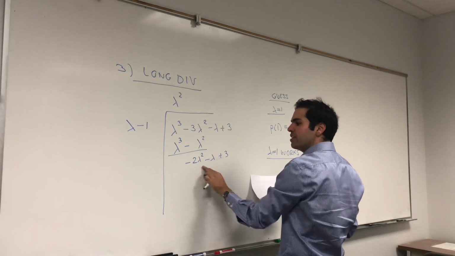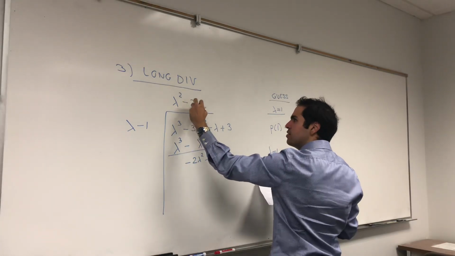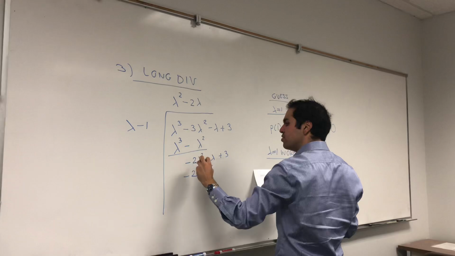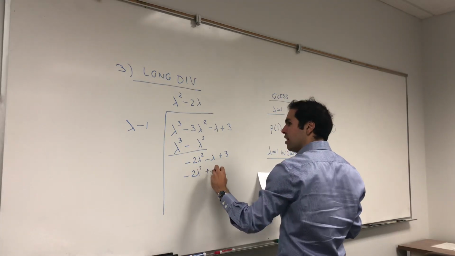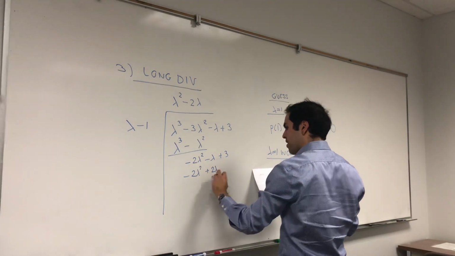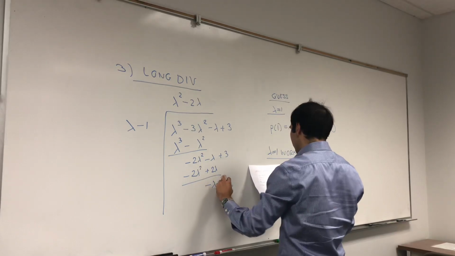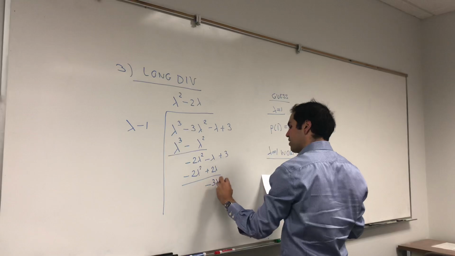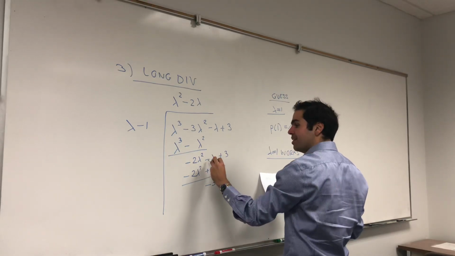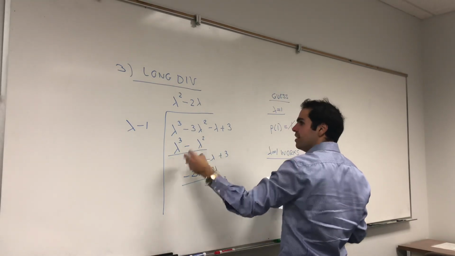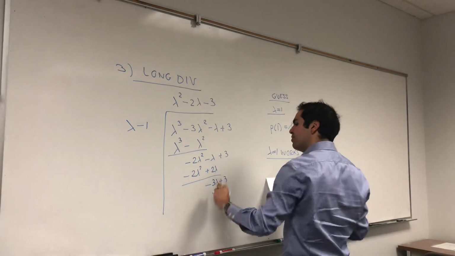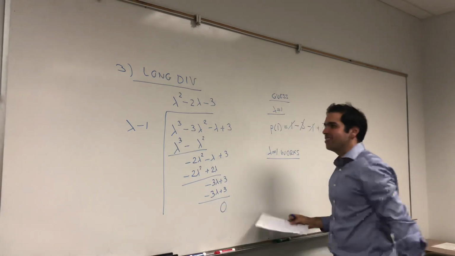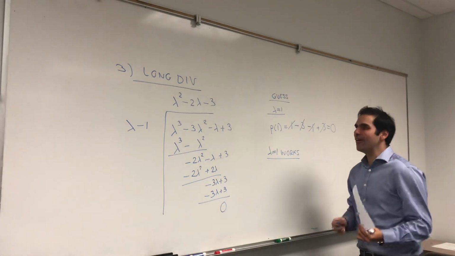Now we want to get rid of this minus 2 lambda squared. So let's do minus 2 lambda, which gives you minus 2 lambda squared plus 2 lambda. And then we get minus lambda plus 3. Sorry, minus 3 lambda plus 3, because we're subtracting this from this. And then let's multiply this by minus 3, and we get minus 3 lambda plus 3, which gives you 0. So indeed, another bingo here.